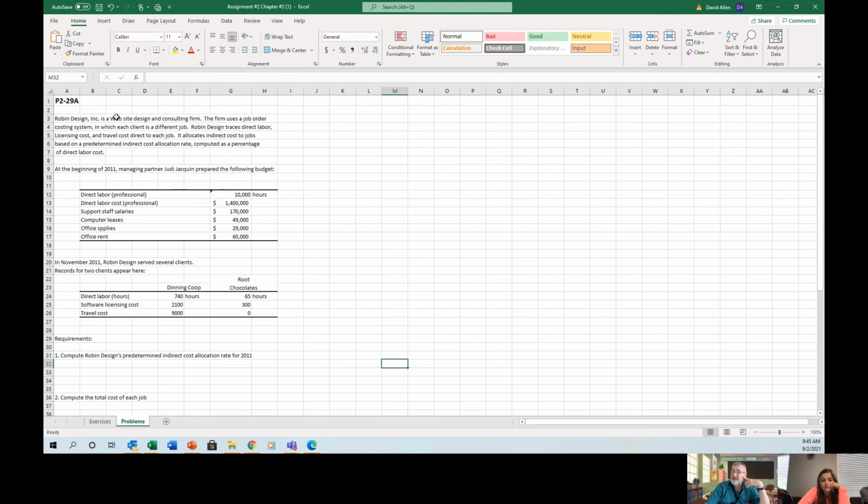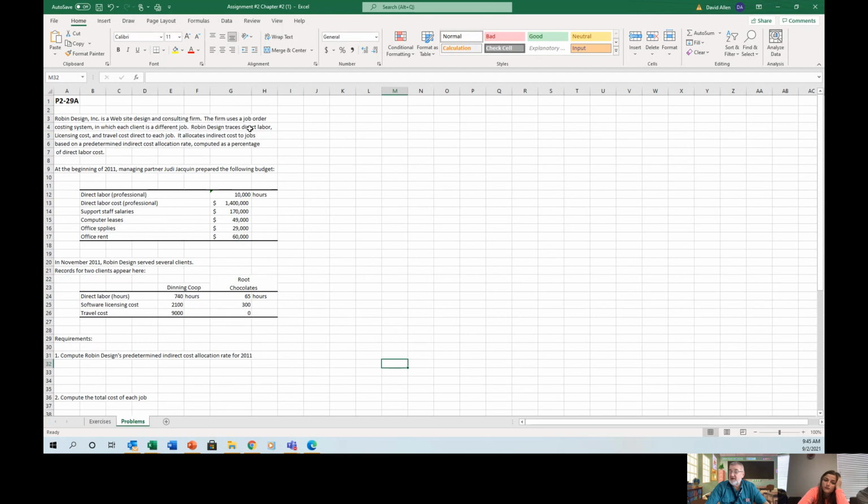Robin Design is a website designer consulting firm. So it's a consulting firm, a service company. The firm does job order costing. So what does that tell us? Job order costing is telling us that they're able to apply the cost directly to a specific job, which means they can bill each client differently.